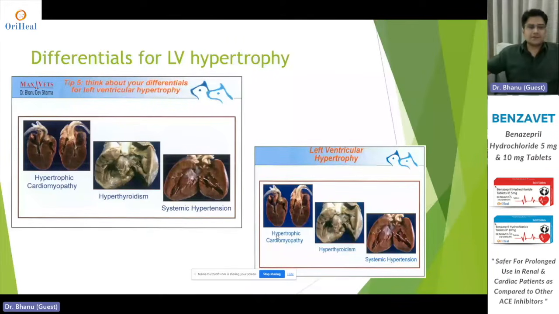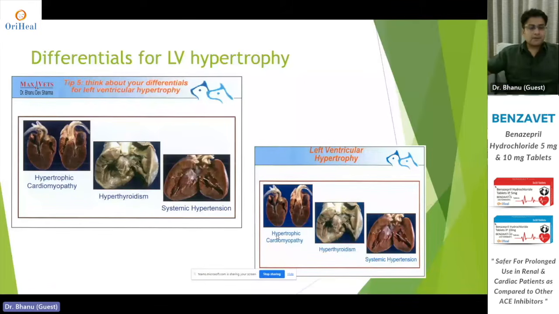As I had earlier mentioned, the differentials for left ventricular hypertrophy are namely three. So whenever the walls of the left ventricle are thickened, it can be either of these three conditions. It can be HCM. It can also happen in hyperthyroidism. It can also happen in systemic hypertension.